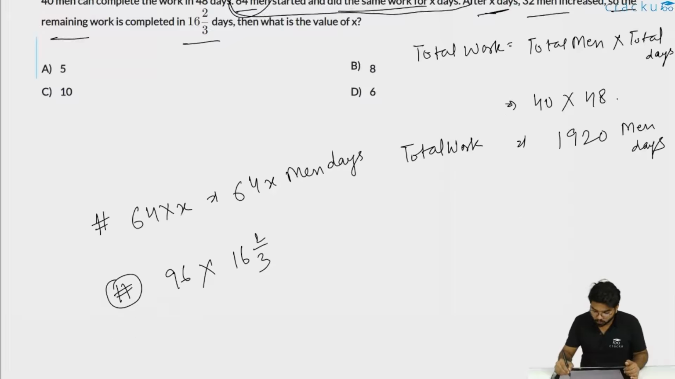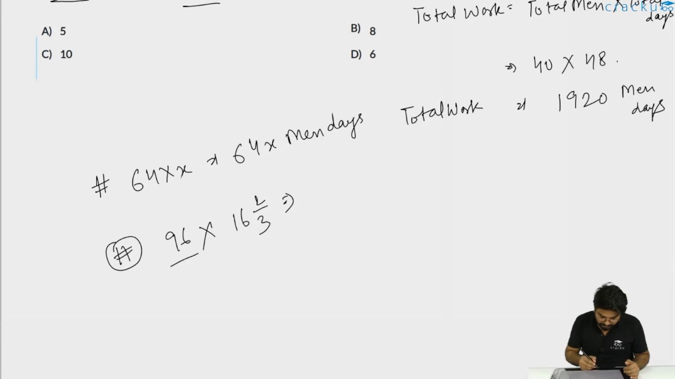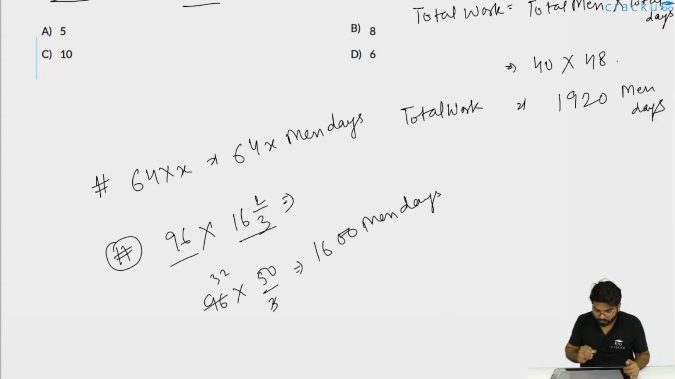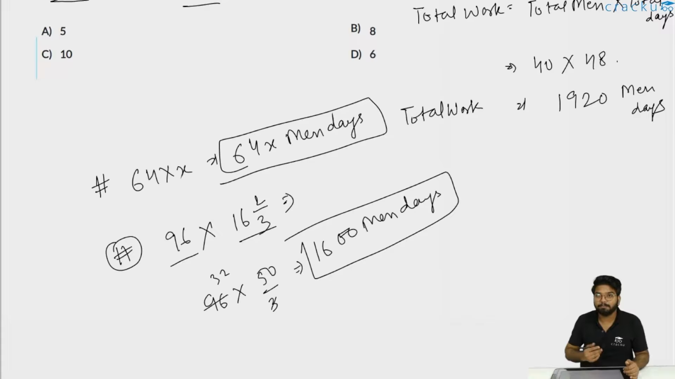So what will be the total work? If I convert this into a proper fraction, this will be 96 into 50 by 3, or if we cancel, this will be 32 and this will be 1600 man days. Now the first set of men does this much work, the second set of men does this much work, and this way they completed the work. So we can say the sum of both of these should be equal to 1920. That is the total work.